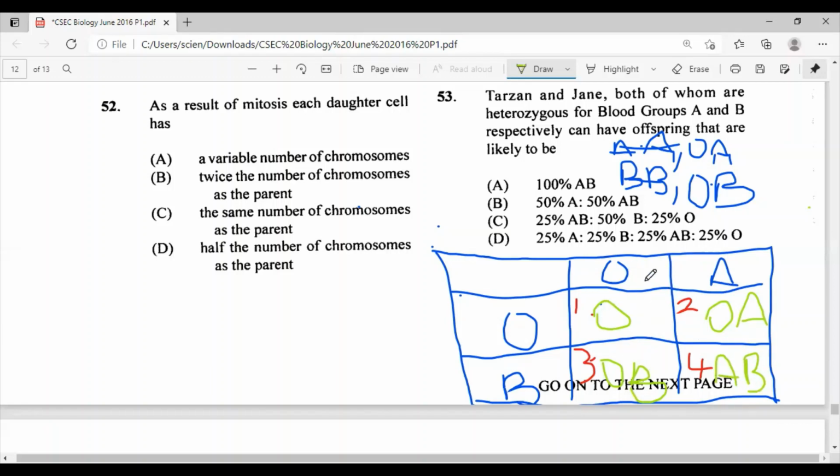And please remember, this means that whenever these parents want to have a child, the child that will come forth or will be born, they can have any of these four blood groups. So we don't know what blood group the child will have, but they can have any of these four. All right. So because we know that the overall possibility for children is 4, right?